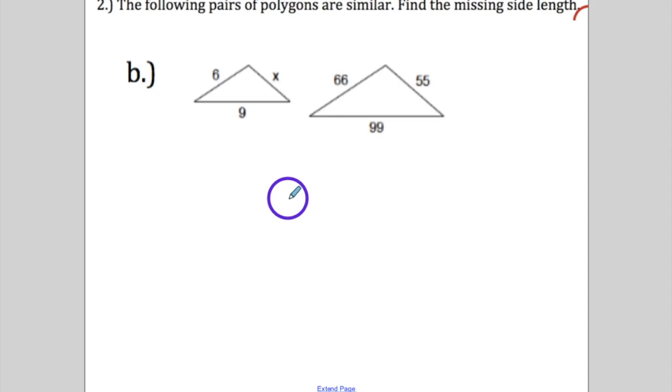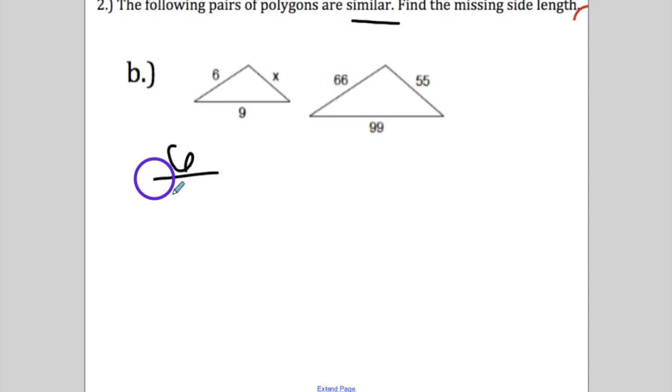We have 2 triangles in this particular example, and we're going to match up. So again, the polygons are similar, they're telling us that, but we must find that missing side length. So we have the smallest side here would be 55, 66, then 99, and it looks like these are oriented the same. The X is going to match up with 55, 6 to 66, and 9 to 99. So we're looking for that ratio.